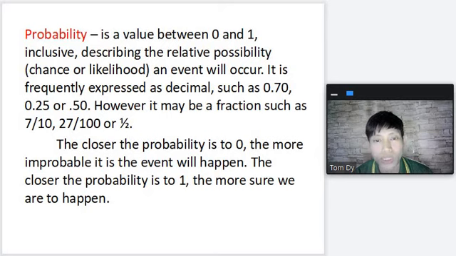In other words, if we talk about probability, a number must be between 0 and 1, and beyond that, the number is no longer the value of a probability. So the closer the probability is to 0, the more improbable it is that the event will happen, and the closer the probability is to 1, the more sure we are that it will happen.